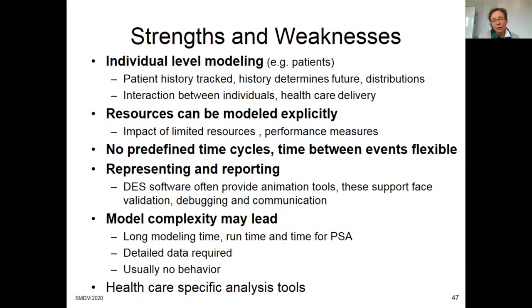However, sometimes it is argued that animation is a reason why I would use DES, and I think here I would argue against it. It is a nice feature, but in principle, animation could be incorporated or could be used for other modeling approaches as well. The model complexity, and here people have to be aware of, it may lead to long modeling time and also runtime, especially for a probabilistic sensitivity analysis. And often you need rather detailed data. And usually we don't incorporate behavior of individuals. This is what we will see in agent-based models then.